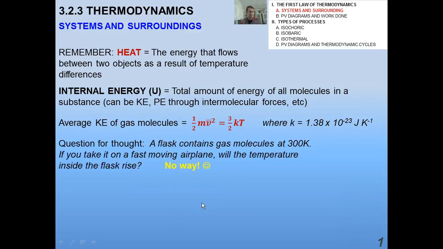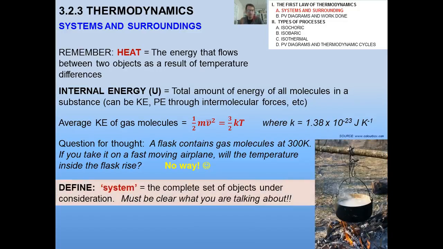Okay, so here's a question for thought before we launch into this. If I have a flask containing gas molecules at 300 Kelvin, and I take that on an airplane, and when the airplane is at its cruising altitude, does the temperature inside the flask rise? Of course it doesn't. That would be ridiculous. So this really highlights in a very elementary way the difference between systems and surroundings.